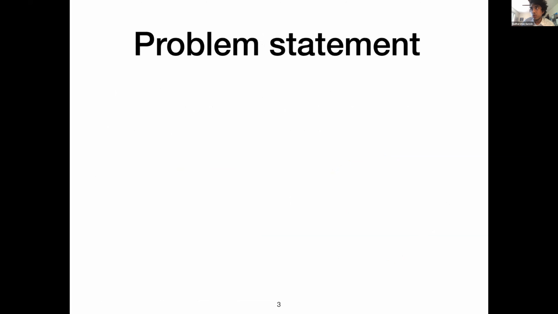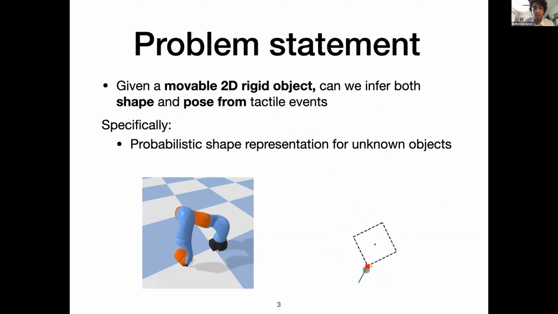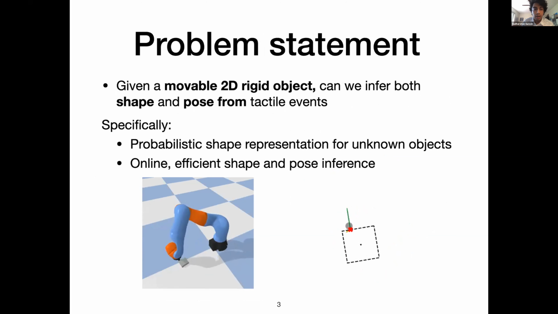How we formulate the problem here is that given a movable 2D rigid object on a frictional plane, we wish to get both shape and pose information from a stream of tactile data. So specifically, here, we want to achieve some sort of probabilistic representation of the shape of the object. And we want to figure out how to do this inference online and efficiently.